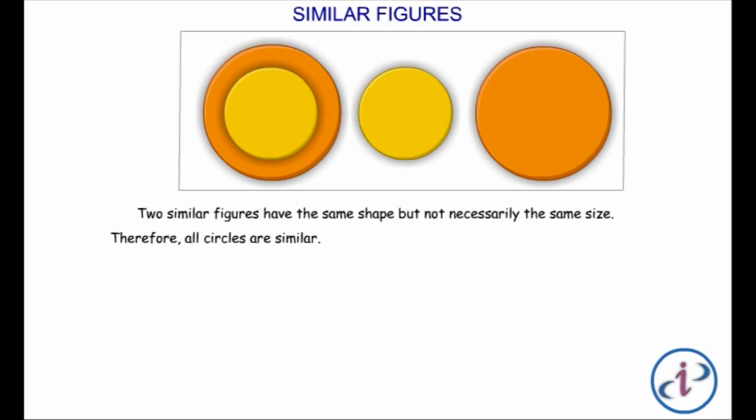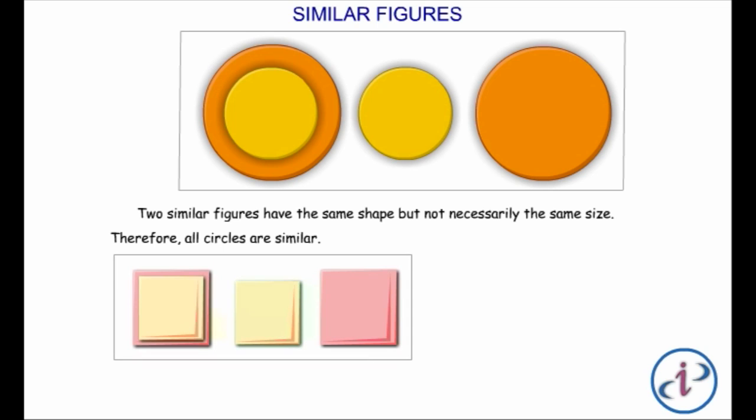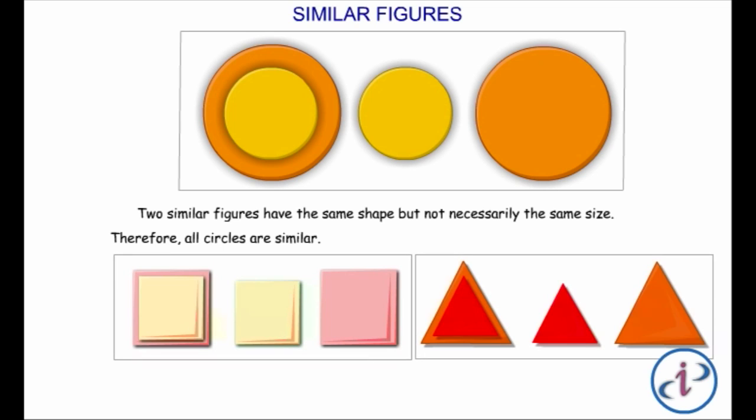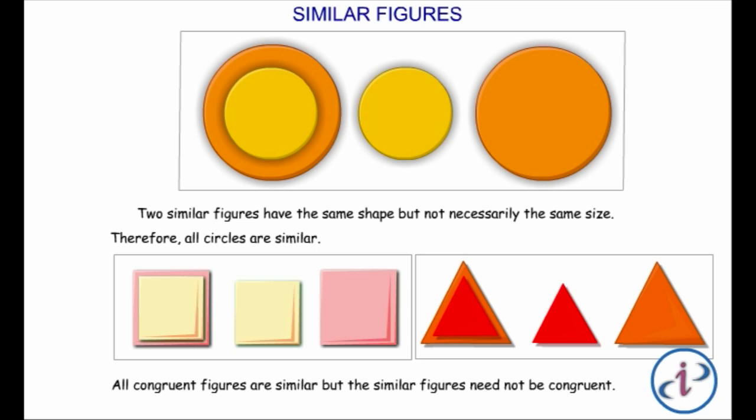What about two or more squares or two or more equilateral triangles? As observed in the case of circles, here also all squares are similar and all equilateral triangles are similar. From the above, we can say that all congruent figures are similar, but similar figures need not be congruent.